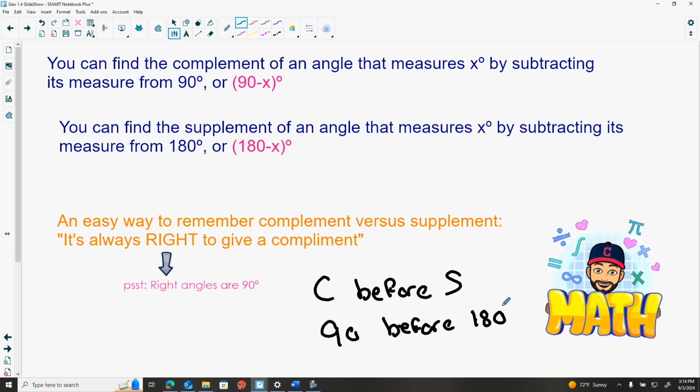So again, really honing in here on the vocab. Complementary angles, two angles that add to 90 degrees. Supplementary angles, two angles that add to 180 degrees. All right, let's do some practice problems.